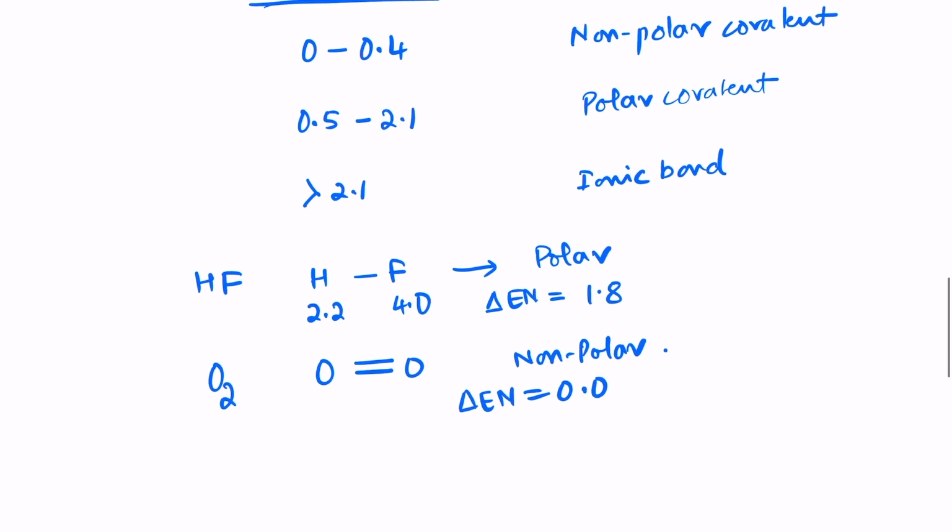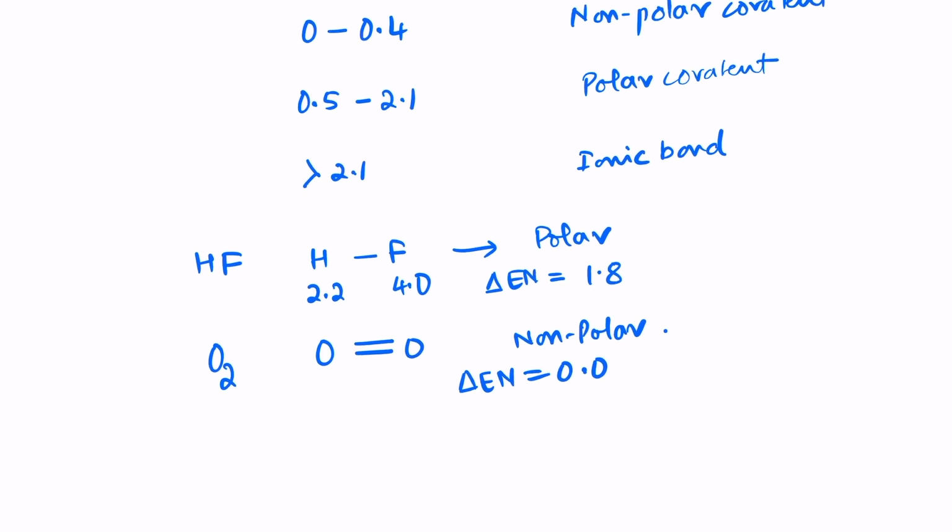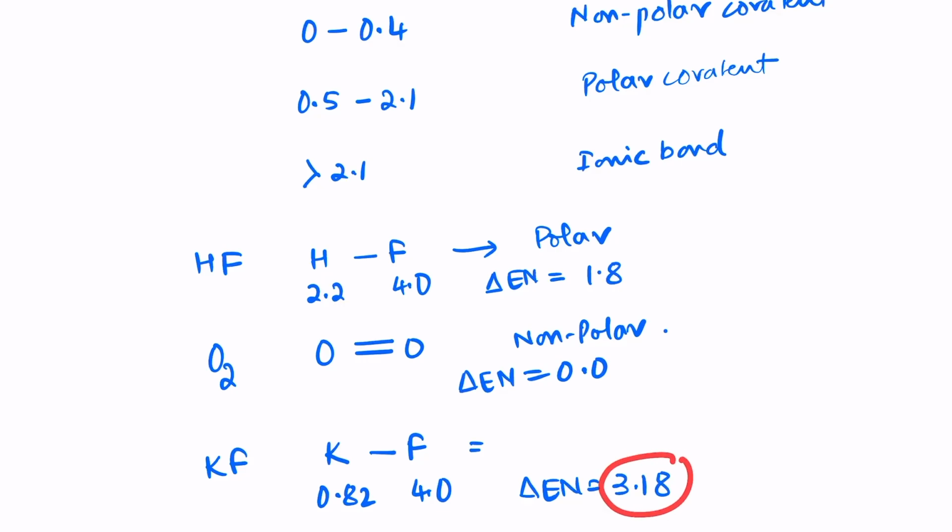And finally, let's take a look at potassium fluoride, KF. The electronegativity of K is 0.82, and the electronegativity of fluorine is 4.0. When you subtract the two, that is equal to 3.18. Clearly, 3.18 falls under this category. Therefore, this bond is ionic.